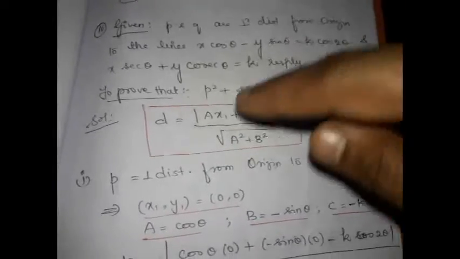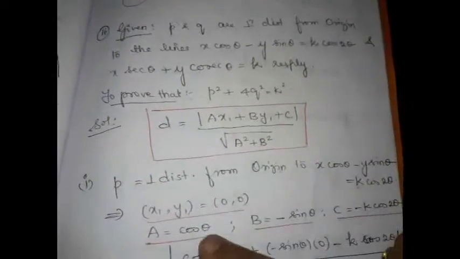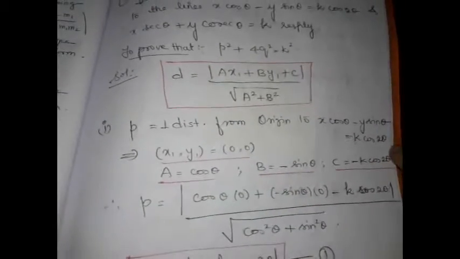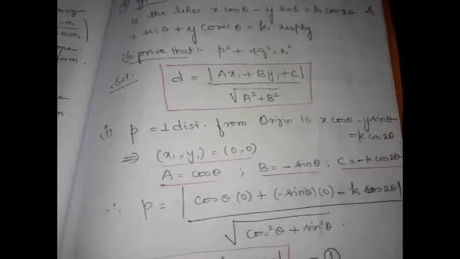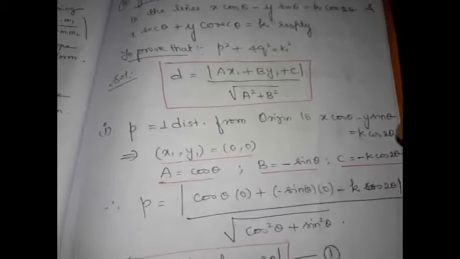Right? So what is the point from the origin? So the point is 0, 0 to this line x cos theta minus y sin theta equal to k cos 2 theta. So what is the value of A here? Cos theta. What is the value of B? Minus sin theta, because our general equation is ax plus by plus c equal to 0. We have equal to constant. So it should be minus, right? So the value of c is minus k cos 2 theta.